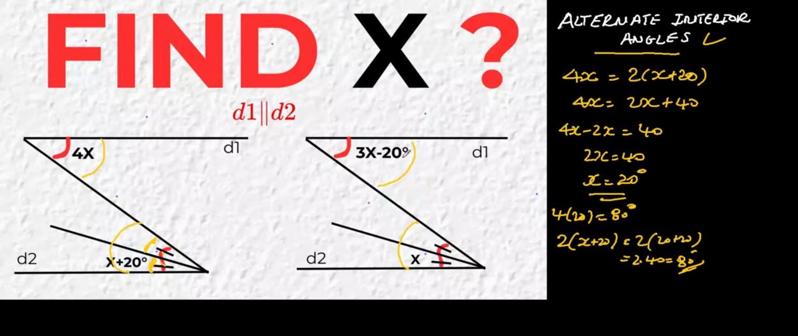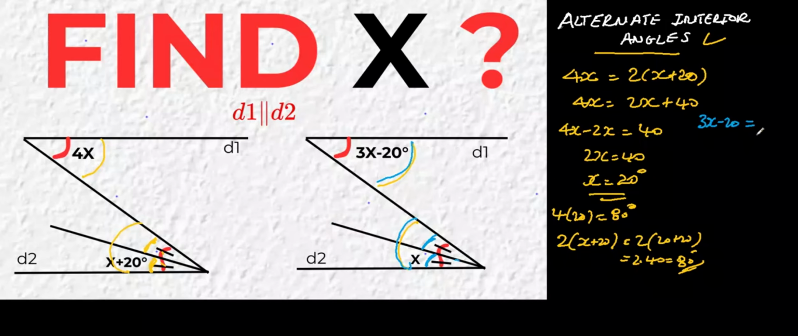So the second one here, the same principle, this angle and this angle, this one is equal to this one because they are alternate interior angles. So that means 3x minus 20 is equal to this angle, because this middle line is the bisector of this one, and this shows you they are the same angles.